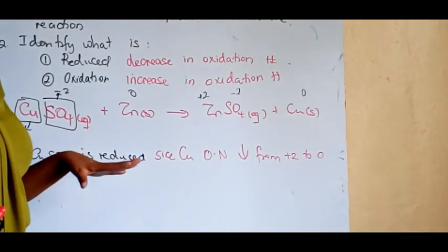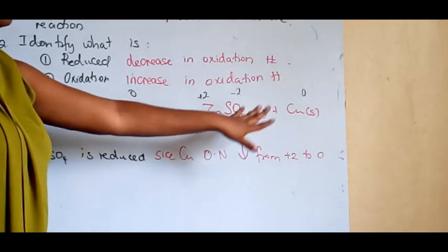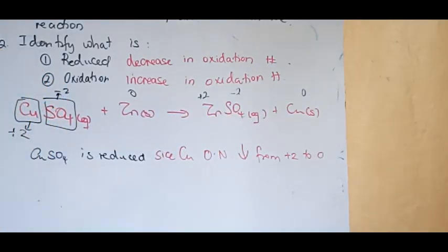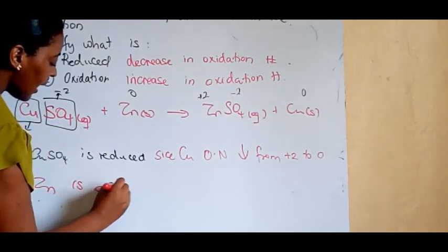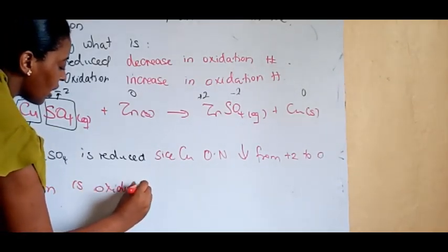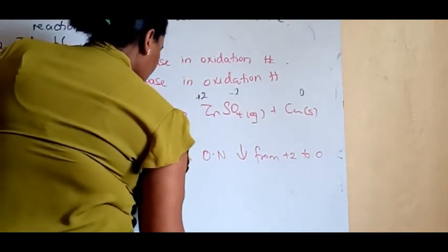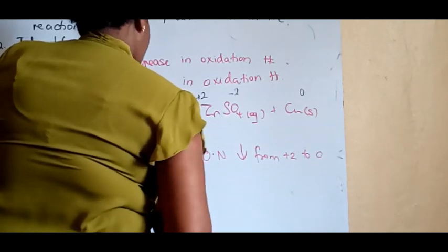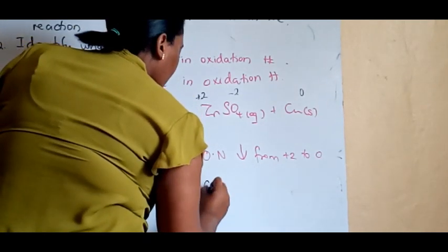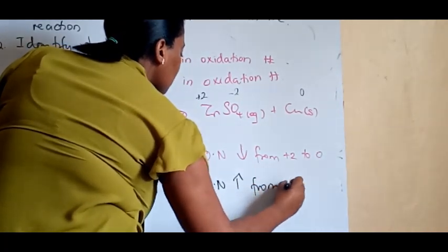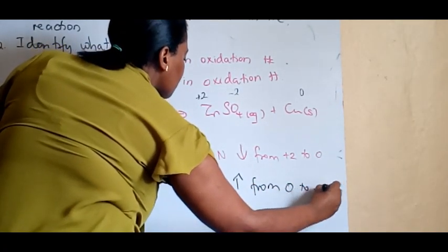Let's look at zinc. Zinc is moving from 0 to +2, so the oxidation number of zinc is increasing. So zinc is oxidized. Why is it oxidized? Since the Zn oxidation number goes up from 0 to +2.